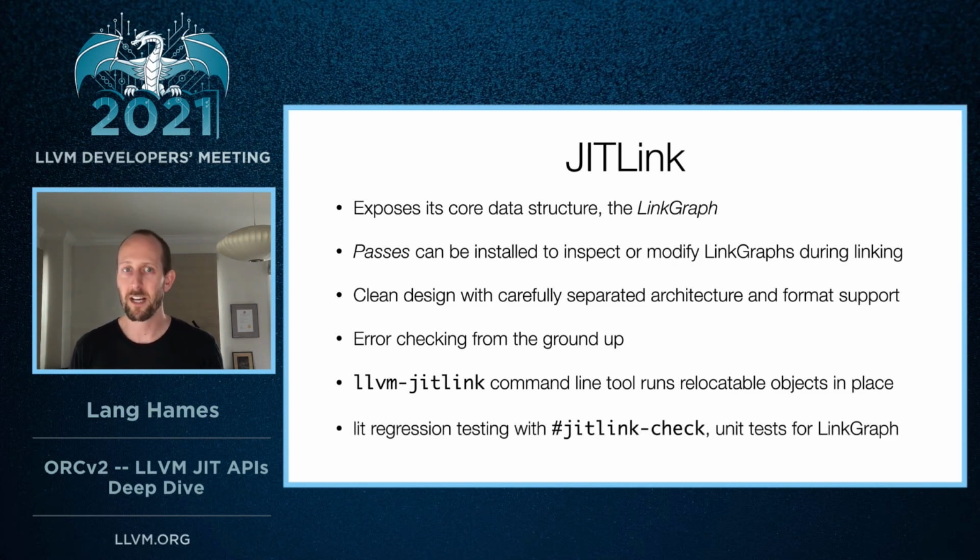Finally, we have reasonably good testing for this. We have lit regression testing with JITLink check, which is just the old runtime DYLD check infrastructure rebadged, but we have better test coverage for the supported architectures in JITLink. We also have unit tests for the link graph and all of the associated APIs.